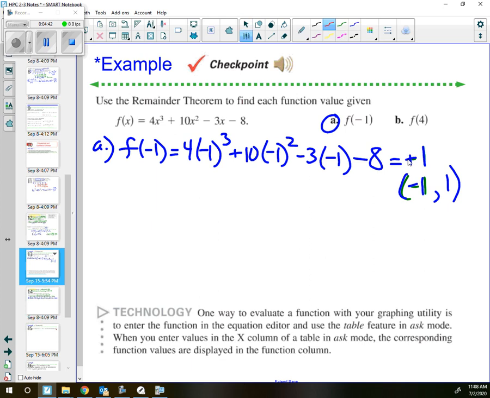What the remainder theorem says is that if I divide this in either long division or synthetically, and for me synthetically would be easier, the remainder that we get when we divide synthetically should be exactly the same as just plugging the number in. So let's double check.